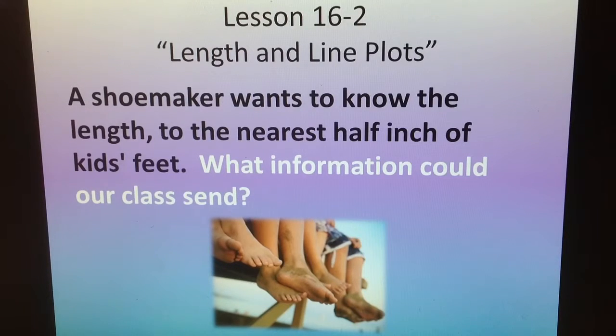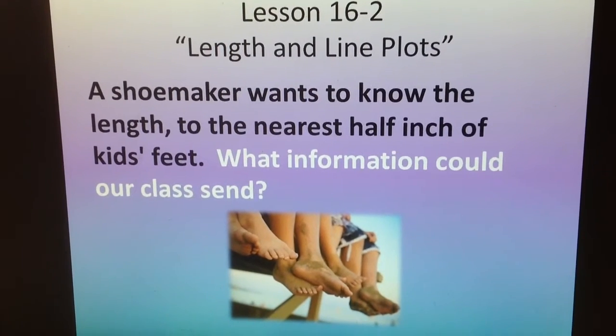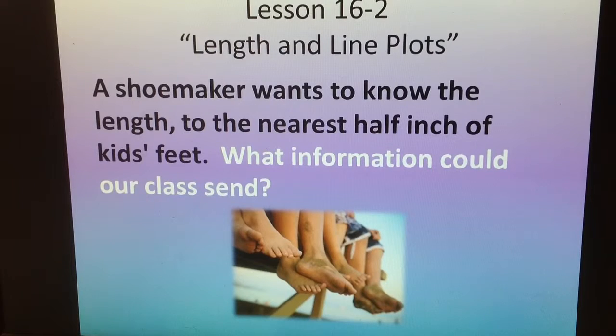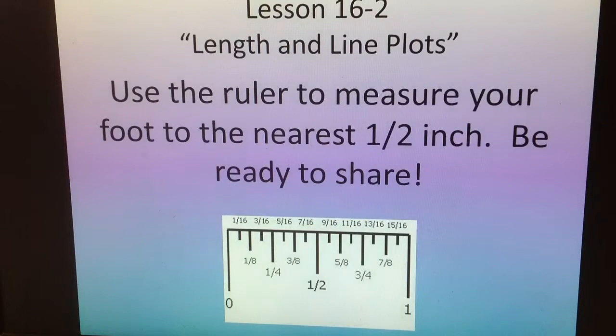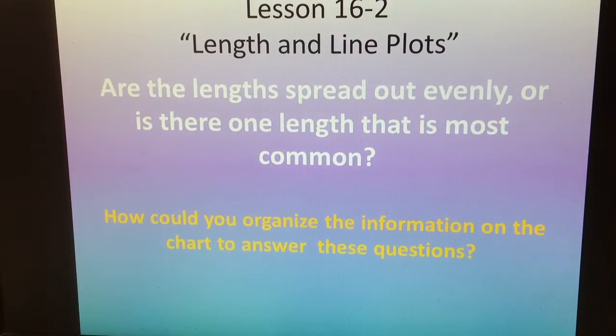A shoemaker wants to know the length to the nearest half inch of kids' feet. What information could our class send? Well, we could send the shoemaker the length of our feet. We took off our shoes today and measured the length of our feet to the nearest half inch. And then we shared what our lengths were. We talked about those lengths.